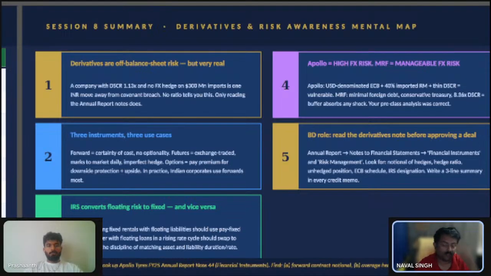So you have to understand whether Sun Pharma has enough patents on those and any more molecules in the pipeline. We can go much deeper, but we'll not go into industry here. But that is, derivatives are off balance sheet risk. Three instruments. There are three use cases here.